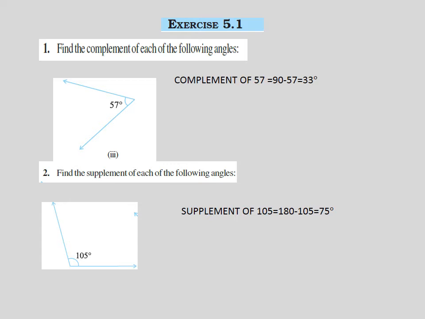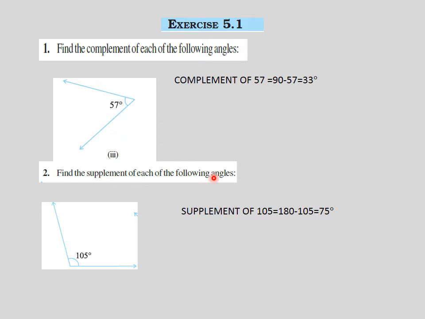Now let us start the exercise 5.1, and because all of you know the introduction, it will be very easy to solve these problems. First one, find the complement of each of the following angles. So what is the complement of 57 degrees? How do you find its complement? Complement means sum of the two angles is 90 degrees. So to find the complement of 57, you have to subtract from 90. 90 minus 57 is 33 degrees, isn't it? Okay. So 33 degrees is the complement of 57 degrees. Alright.